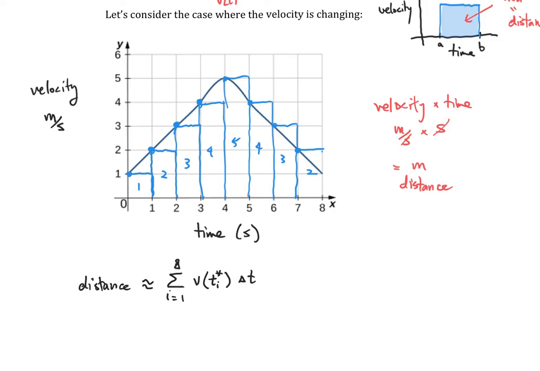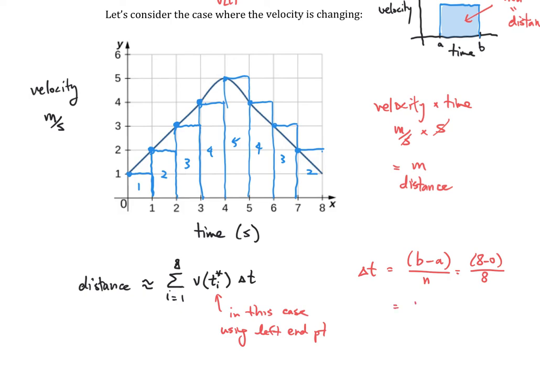So I can describe what this is. Let me write a few more things over here. This t i star, in this case, we're using the left endpoint. And we also know that our delta t is going to be the length of the interval, which is b minus a, all divided by n. Okay, so in our case, it's going to be 8 minus 0 divided by, we have 8 rectangles, so that's 8. So that's just equal to 1.